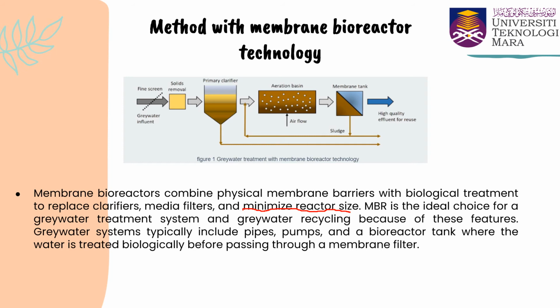So the membrane bioreactor is actually the ideal choice for grey water treatment or grey water recycling because of these advantages, these features. A grey water system includes pipes, pumps, and a bioreactor tank here, where the water is treated biologically. And for the tertiary treatment, we use a membrane filter. Membrane is considered one of the advanced technologies. Conventional technology basically uses a sand filter.